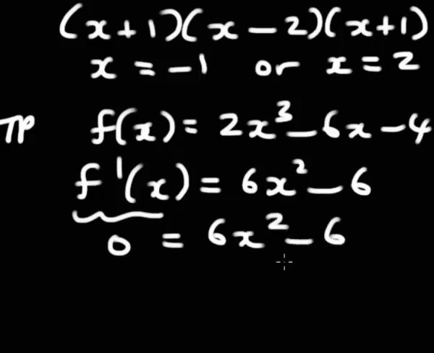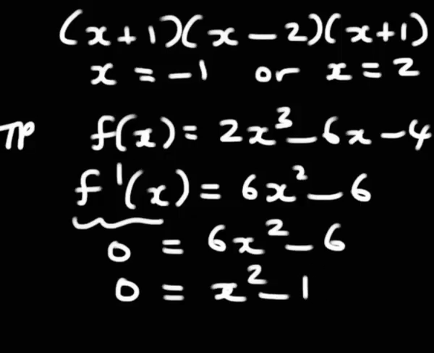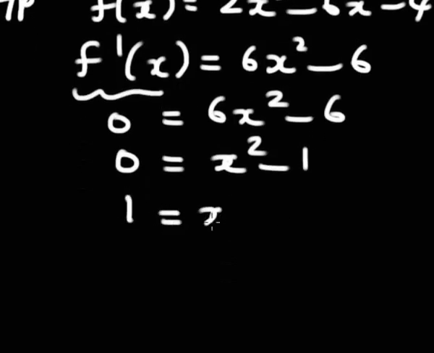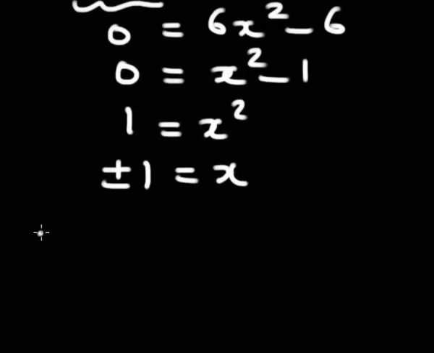And we've got a pretty nice little equation here. Divide everybody by 6, and you've got x² - 1 = 0. So then 1 = x². And remember, plus or minus the square root of 1 is equal to x. Then all we have to do is get the corresponding y values.